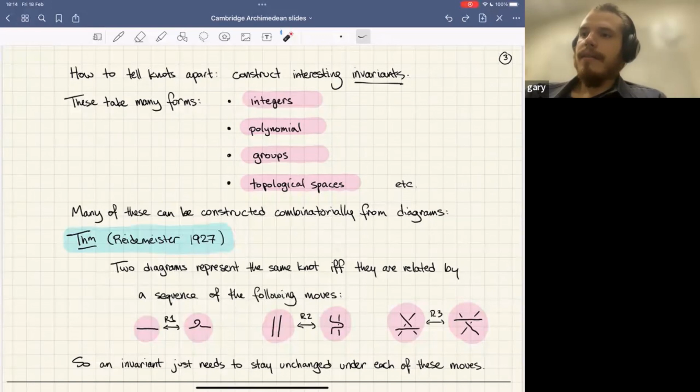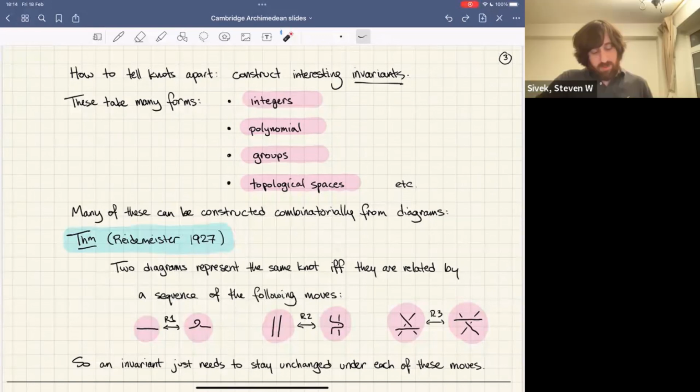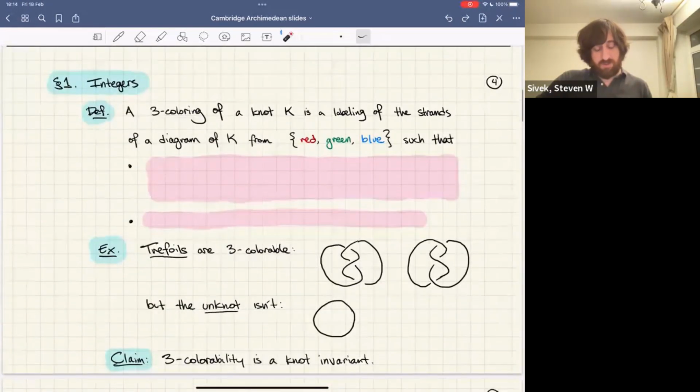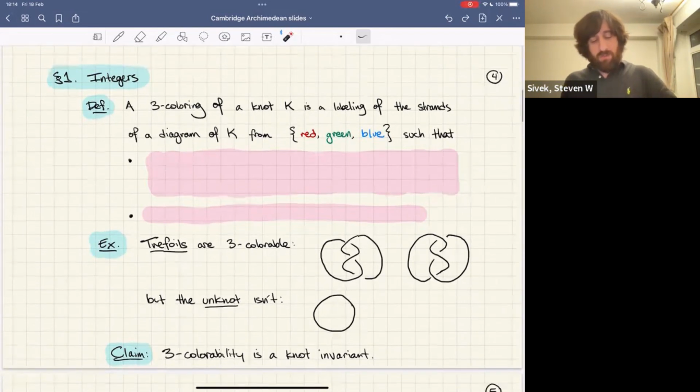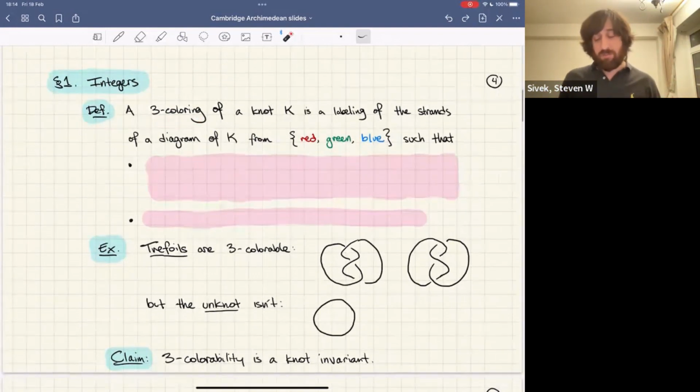Right. You're welcome. All right, so let's start with the first sort of type of invariant. Let's come up with an integer we can associate to a knot. This is something that goes back to maybe the 1950s. It's an idea of Fox. We say that a three coloring of a knot is the labeling of the strands in a diagram. We color each of them red, green, and blue so that two properties are satisfied.